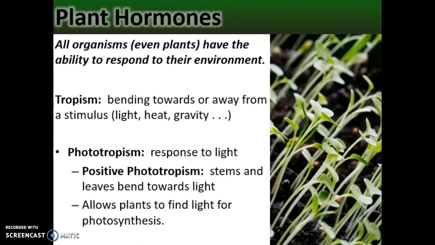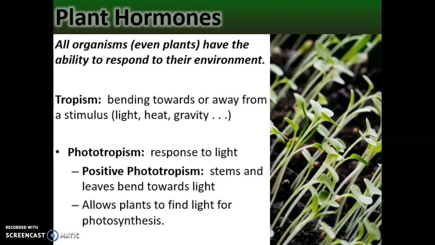Well, that houseplant's always going to bend towards the light because plants will exhibit something called positive phototropism. Right? So it's positive because it's growing towards the stimulus. It's phototropism because the stimulus is light. Okay. Now this is a very important adaptation for plants because it allows them to find the most light in order to perform photosynthesis, which of course is how plants obtain the energy they need to survive.